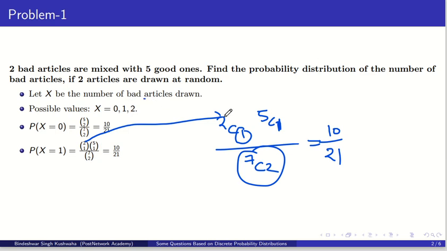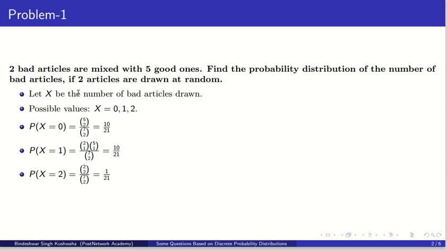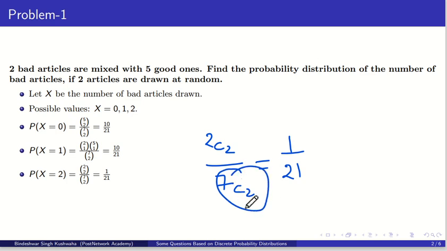Now the third one, here X is equal to 2. That means both are bad articles. So that will be 2C2, which is 1, over 7C2, and thereafter it will come to 1 upon 21.